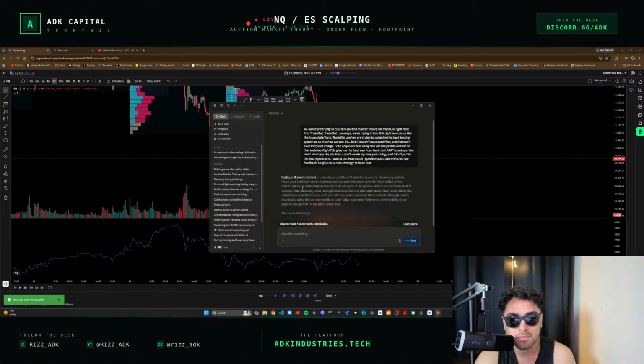Right, so if you're limited to just volume profile on TradeZilla, here's the cleanest approach. Focus your backtests on the market structure and imbalance direction layer only. Look at where volume is clustering and where there are gaps in the profile. That's your auction market context. Then manually scan through historical charts at that same time frame, mark where the imbalances actually formed, and note whether price respected them or broke through. You're essentially using the volume profile as your what-happened reference, then building your pattern recognition on the price action side. The key is this keeps you from wasting reps on setups where you entered against the dominant imbalance anyway, which we know is one of your biggest leaks.